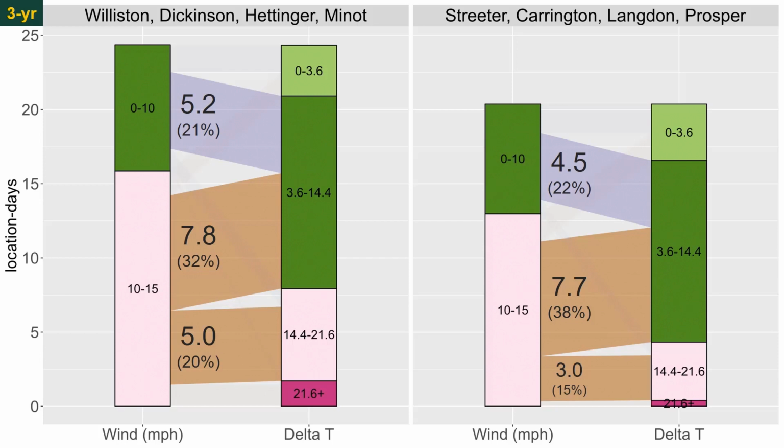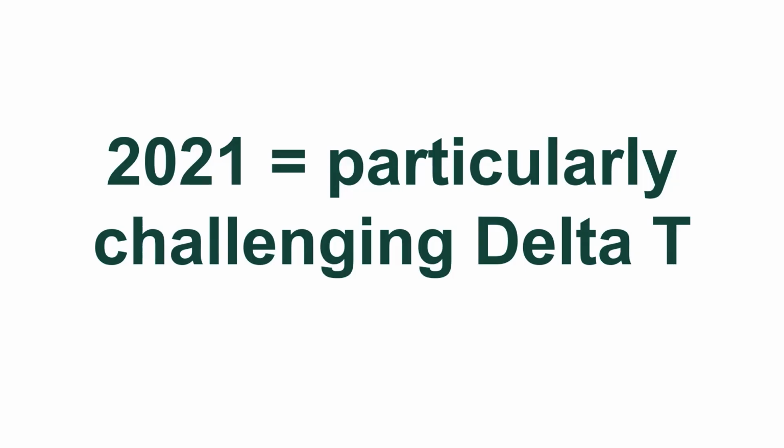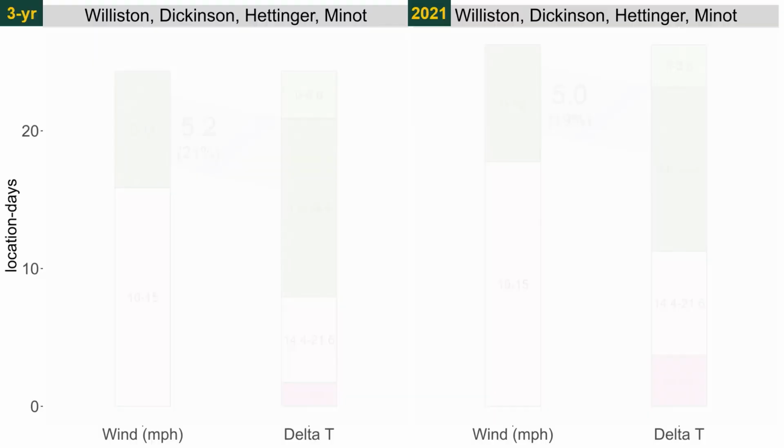In the East, over these 3 years, you are a little bit more likely to have those ideal conditions than the highly challenging wind and Delta T conditions. Another lesson learned, again, 2021 was a particularly challenging year for Delta T. Just to look at this in a little bit different way.